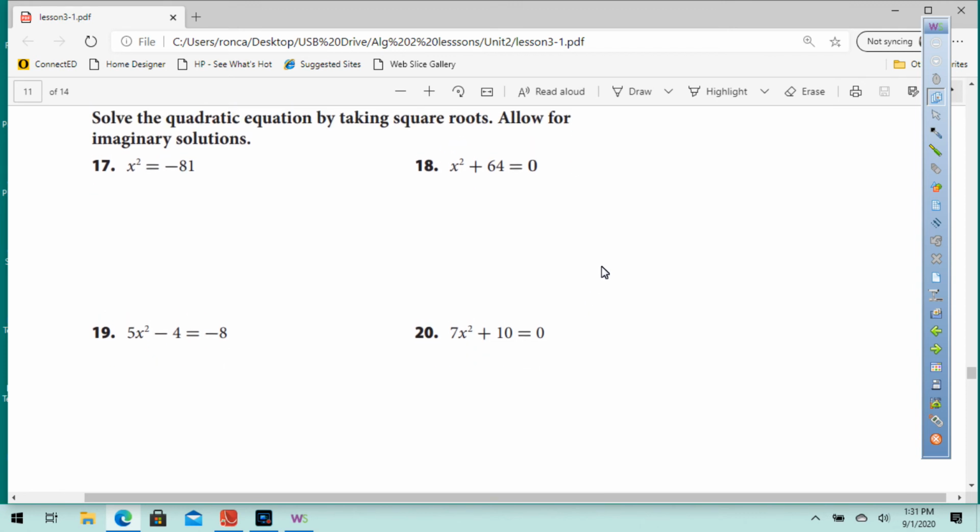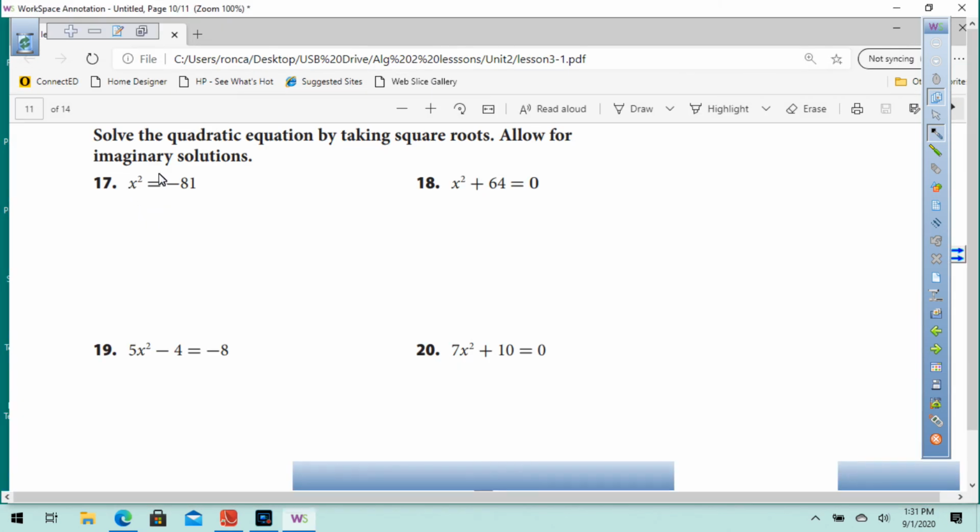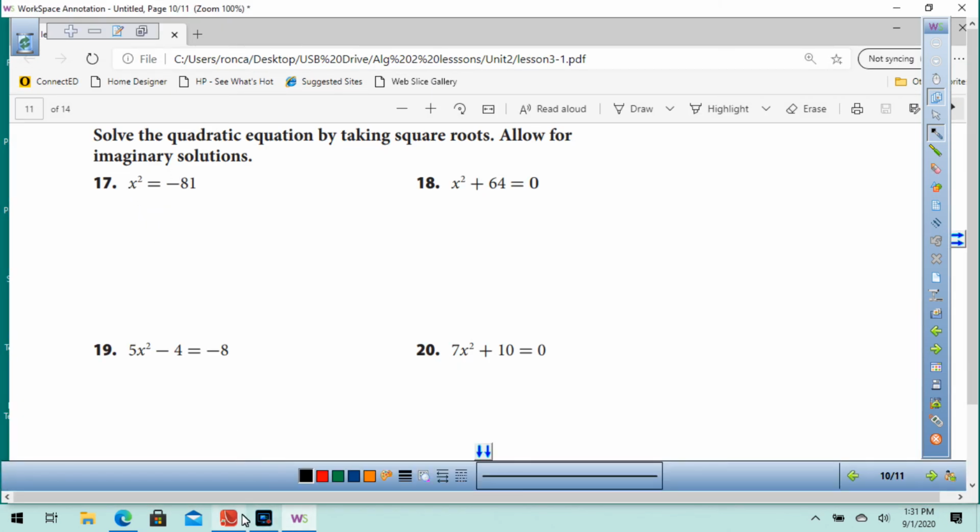Solve the quadratic equation by taking square roots. Allow for imaginary solutions. Alright, this looks a lot harder than it is. Let's see. We got x squared equals negative 81. So let's start off by taking the square root of both sides. And that's going to give us x equals plus or minus the square root of negative 1 times 81. Well, the square root of negative 1 is i, and the square root of 81 is 9, so we're going to have 9i.